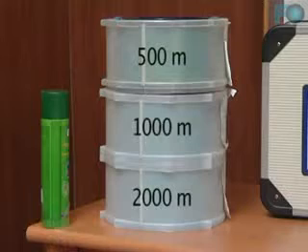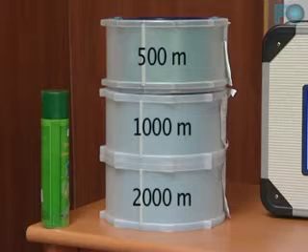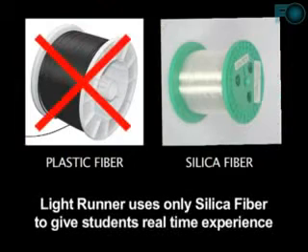However, will it be useful for me to train my application engineers for the field operations? Yes sir, we have considered that aspect too. To that end, we are providing 3 different spools of telecommunication grade single mode silica fiber of length 500 meters, 1 kilometer and 2 kilometers. These are useful for learning how OTDR works and to calculate dispersion and attenuation for different lengths. Even one can learn bit error rate measurement and eye pattern analysis using Light Runner.